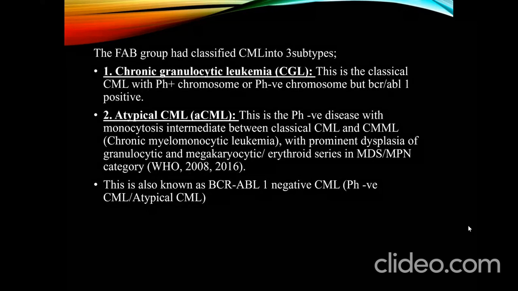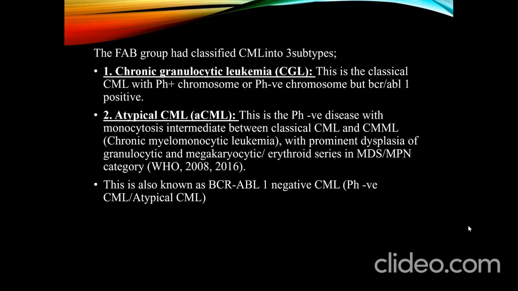The FAB group has classified CML into three subtypes. First is the chronic granulocytic leukemia. This is the classical CML with Philadelphia chromosome, or Philadelphia negative chromosome but BCR-ABL1 fusion positive. This first type that we discussed is the one that is classified under myeloproliferative neoplasms.